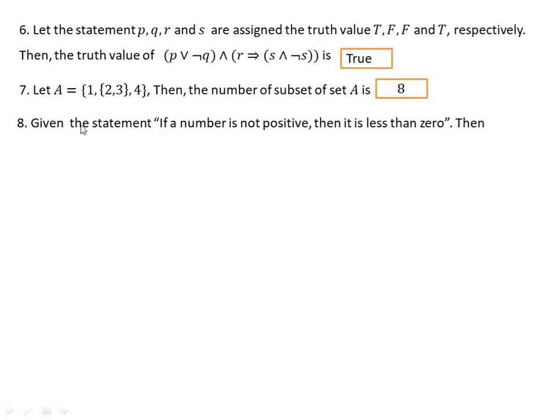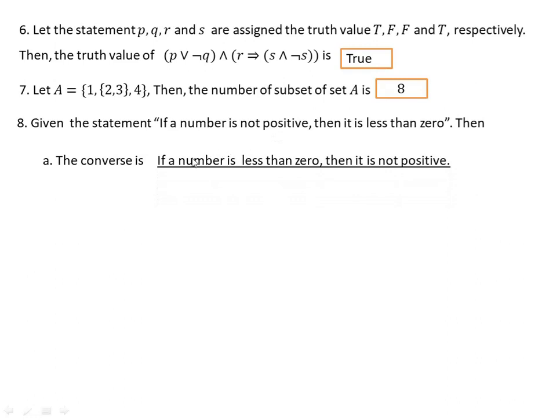Number 8. Given the statement, if a number is not positive, then it is less than 0. Then A. The converse. What is the converse for this statement? Now here, the converse means simply interchanging the hypothesis and the conclusion. Therefore here, if a number is not positive, then it is less than 0. Its converse is what? If a number is less than 0, then it is not positive. Like this. If a number is less than 0, then it is not positive.